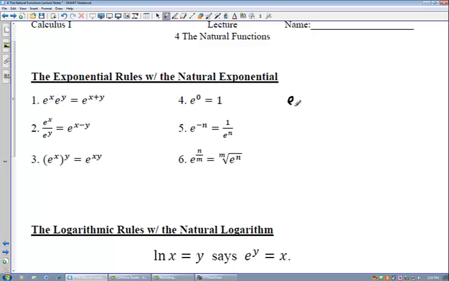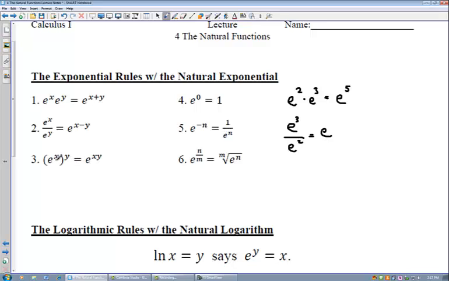So suppose you have e squared times e cubed. This is the same as e to the 5th, 2 plus 3. Anything to the 0 power is equal to 1. When you divide the natural exponential functions, you subtract exponents. So if you have e to the 3 divided by e squared, this would just equal e to the 1. So usually we don't write the 1. As usual, a negative exponent means put it in the bottom.